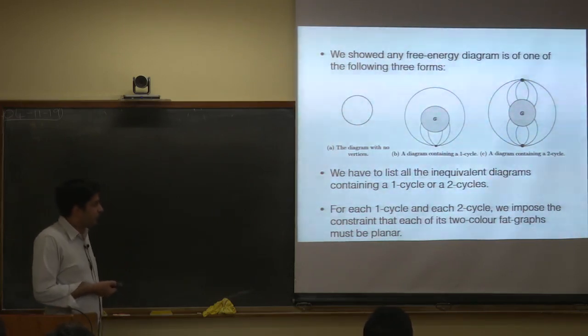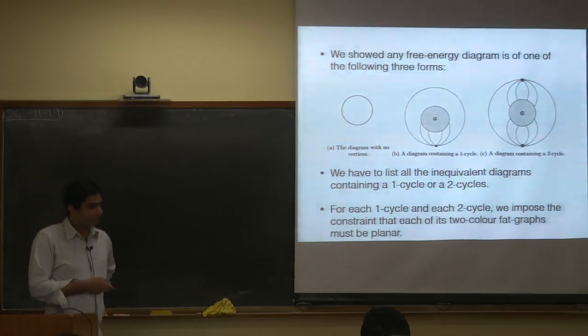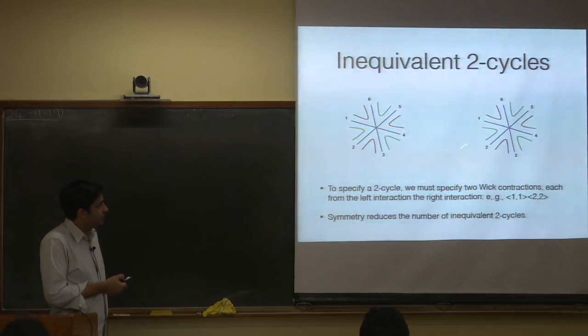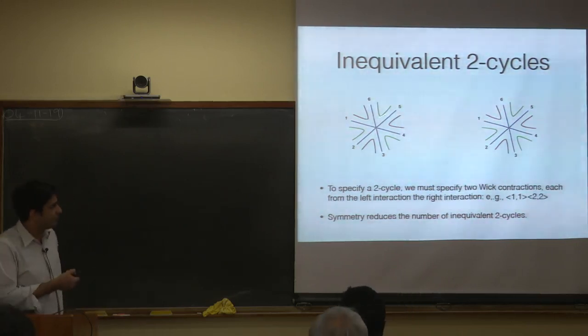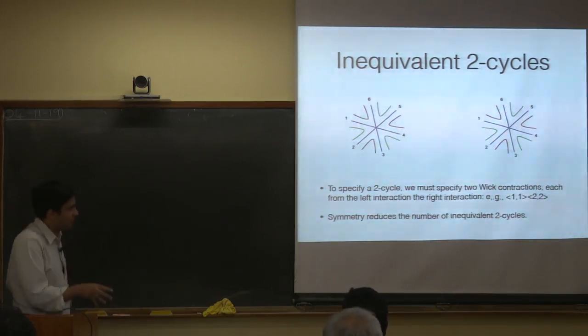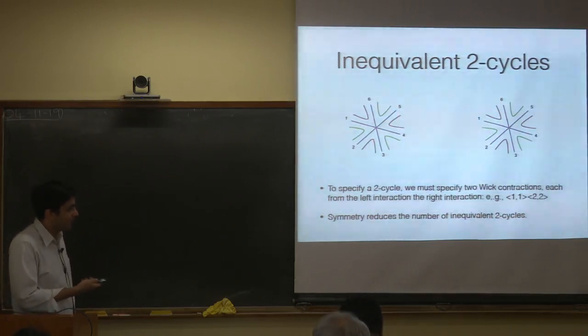Okay. So for each inequivalent one cycle and two cycle, we now look at the constraint that the two color fat graphs are planar. A two cycle would be, like, you might say that field 1 is connected to 1 and 2 is connected to 2, or something else. So you specify two Wick contractions for the two vertices, and some of these Wick contractions are equivalent by color permutation symmetry, some are inequivalent.